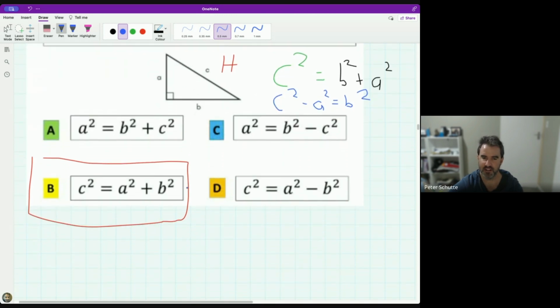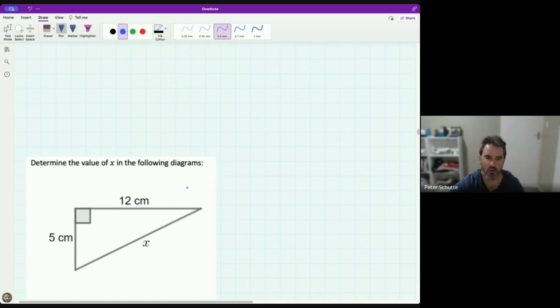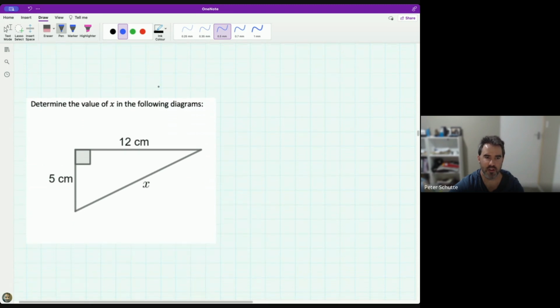Okay, let's keep practicing this. So show me that you know how to use the theorem of Pythagoras by finding me the size of angle x. Find me the size of angle x using your theorem of Pythagoras. We're just going through the greatest hits of geometry today. Solving triangles. In order to solve a triangle, you need to know these facts.